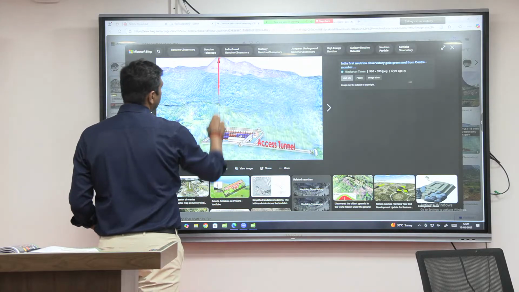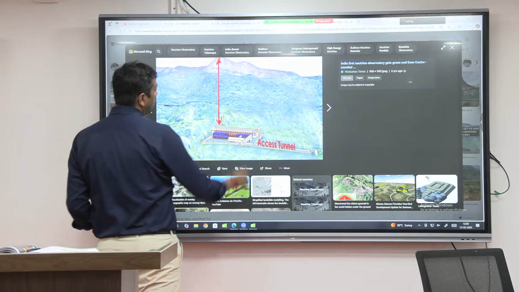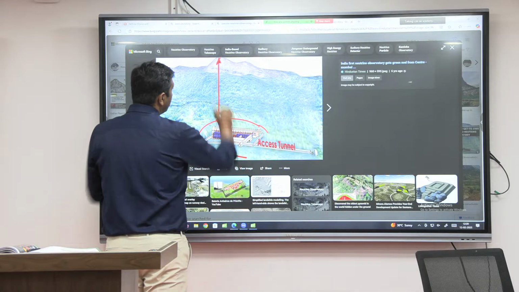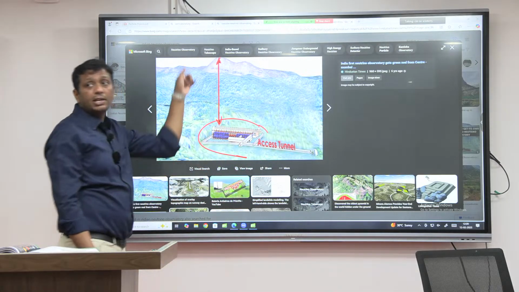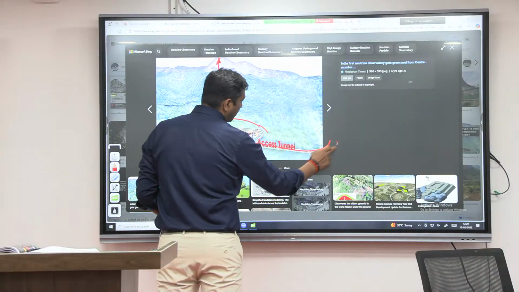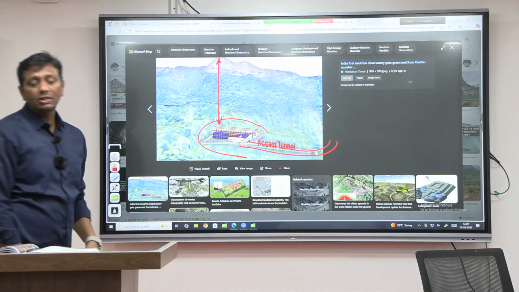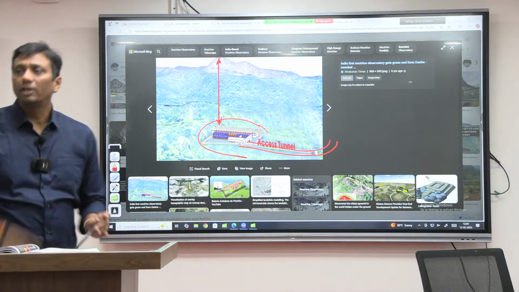Actually, this is a rock, and this is the depth. So this observatory is going to be set up deeply inside the rock, in this area of Theni district. And with the help of a tunnel, people can come inside for the experiment. Now you may ask, sir, why this area? Why is the rock deep inside?